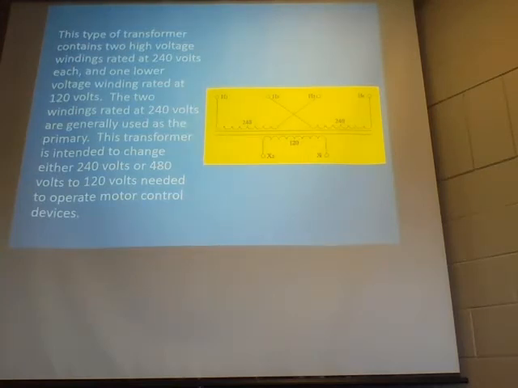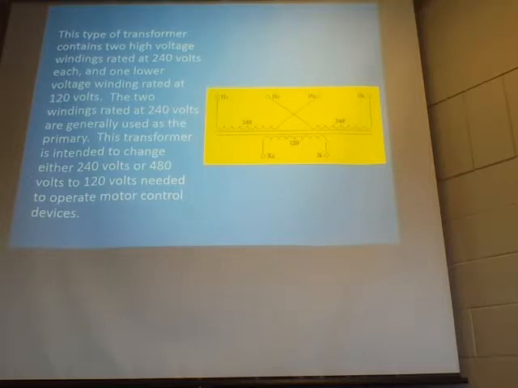This type of transformer contains two high voltage windings rated at 240 volts each, and one lower voltage winding rated at 120 volts. So one winding H1 to H2, 240 volts. The other winding H3 to H4, 240 volts. And the ends are out here. Each one's a separate connection terminal. And your secondary 120 volts X1 and X2.